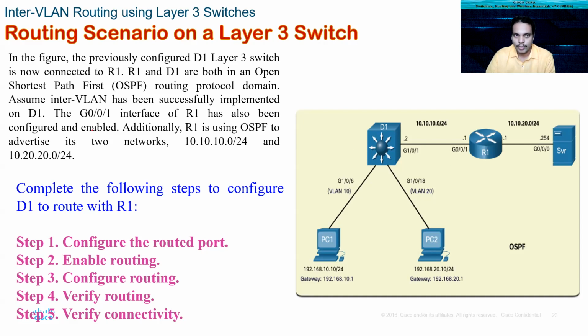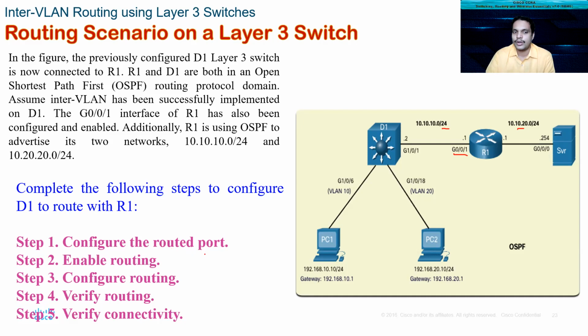Now the G0/1 interface of the router has been configured and also enabled, and router R1 is using the OSPF protocol to advertise its 2 networks. These are the 2 networks it is connected to, so it is advertising these networks. Now, in order for D1 to talk to R1 about the networks and the paths, we need to do the following steps. This is okay, but what if the layer 3 switch wants to talk to another router for routing?